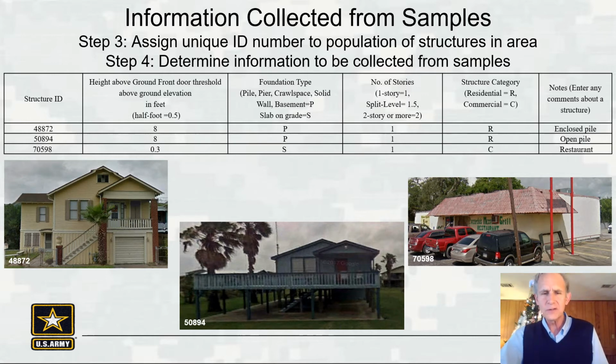And we said, oh, that first structure is an enclosed pile. That second structure you see in the middle is an open pile foundation. And then you can see that the third structure there was a slab just barely off the ground, a restaurant. But that's the basic information we collected. So step 3 was to assign your unique ID number and then determine the information that you want to collect.